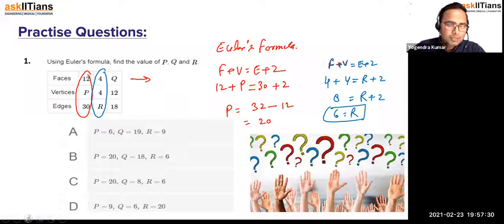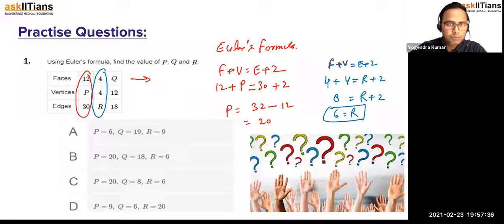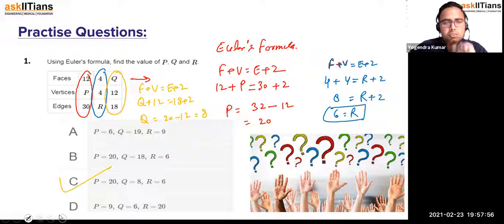So let me do it. Yeah, very good. I thought we would be okay with these two values only. Now F plus V is equal to E plus 2. So F is Q plus 12, and E is 18, plus 2. So Q is equal to 20 minus 12, which is 8, right? So which option is true? Option C. I hope you got the idea.